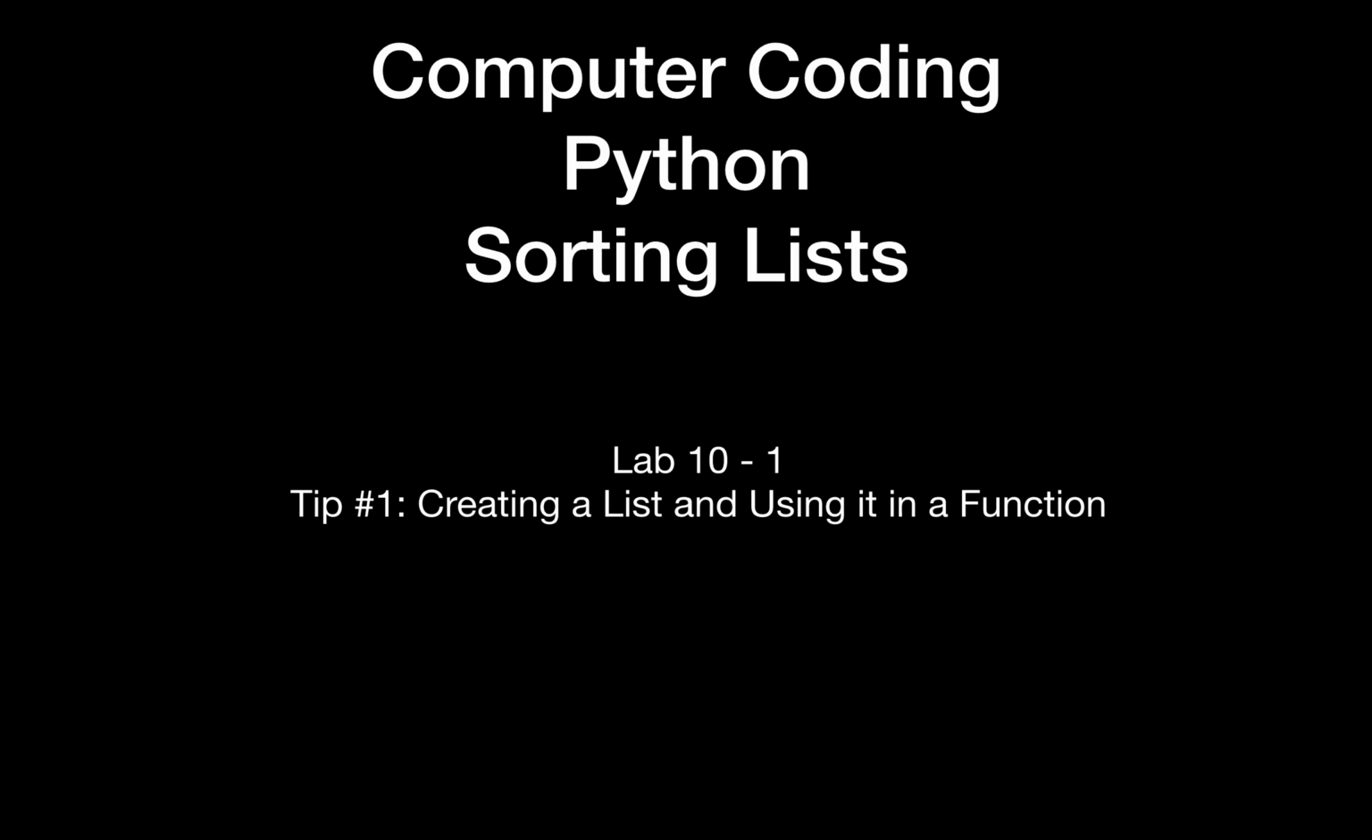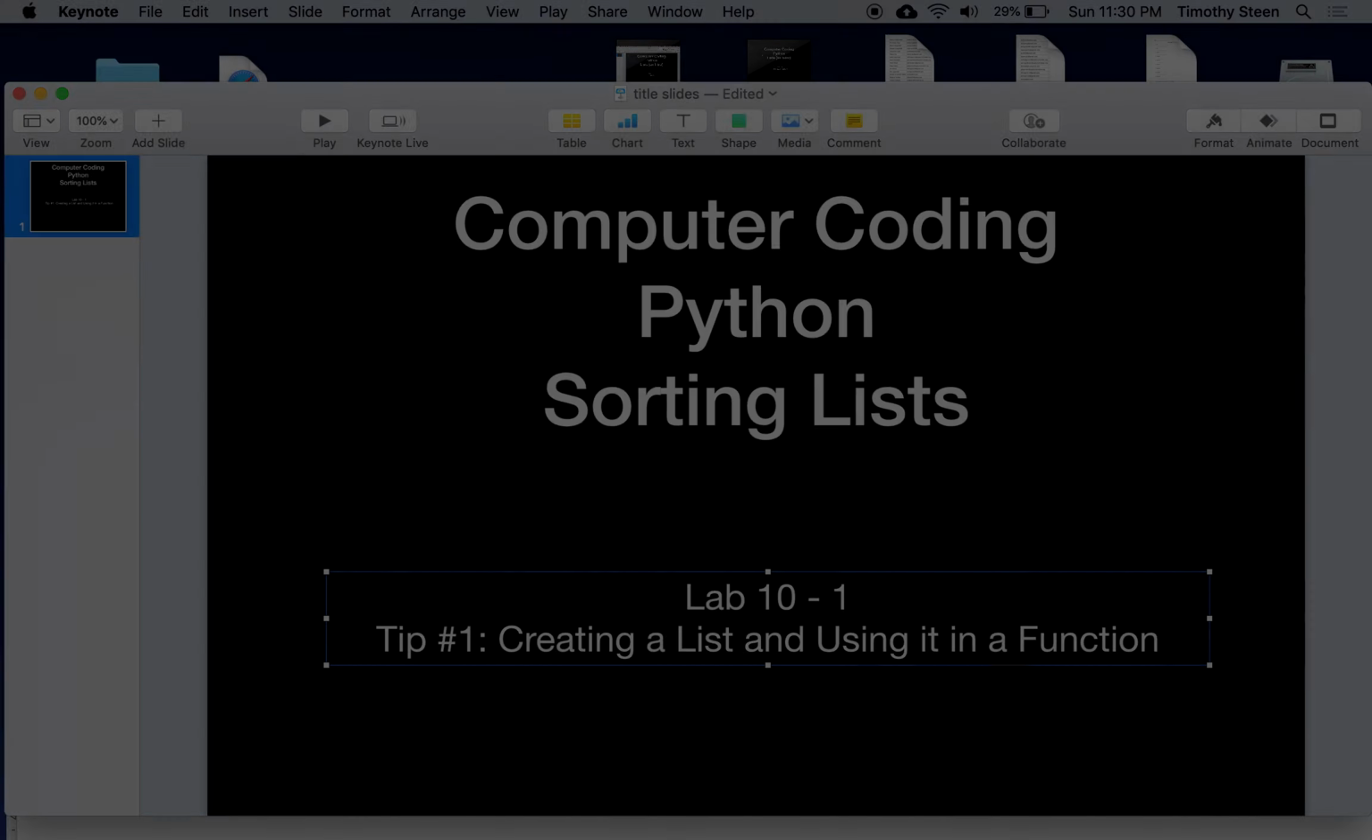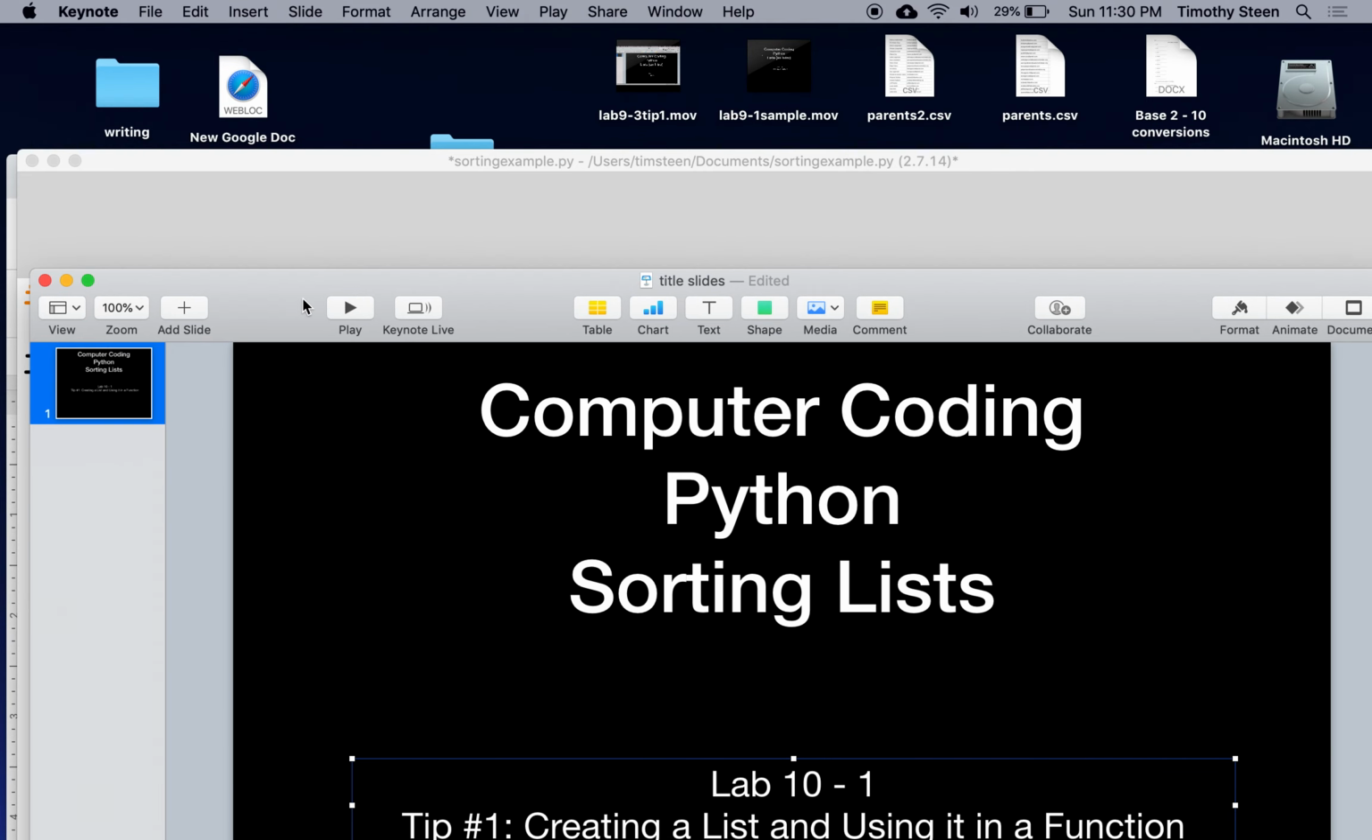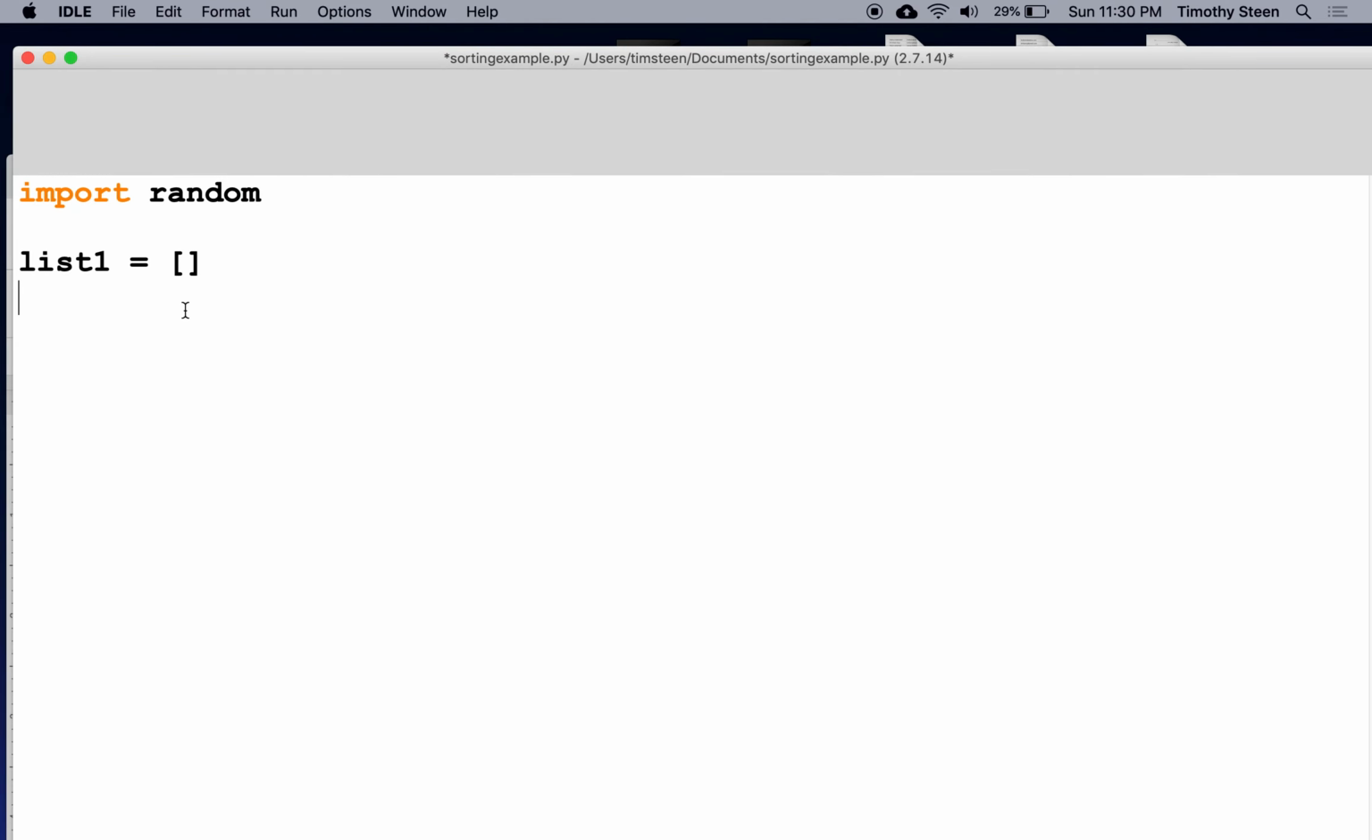All right, to start working on this lab, the first thing you're going to have to know how to do is create a list, and I'm going to assume you really understand that already from Lab 9. The second thing you have to understand is how lists get used and how they function in a function. So those are the two things we want to talk about first, and then we'll get to the sorting next.